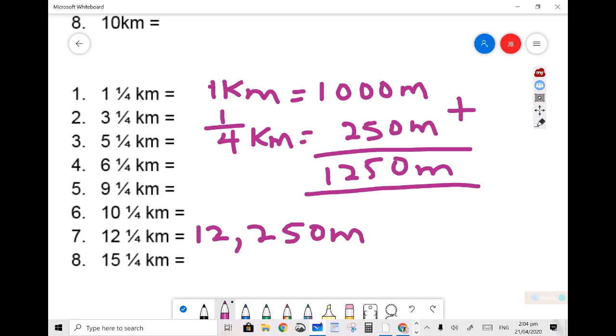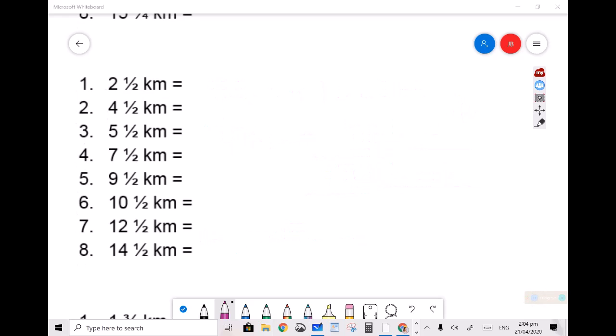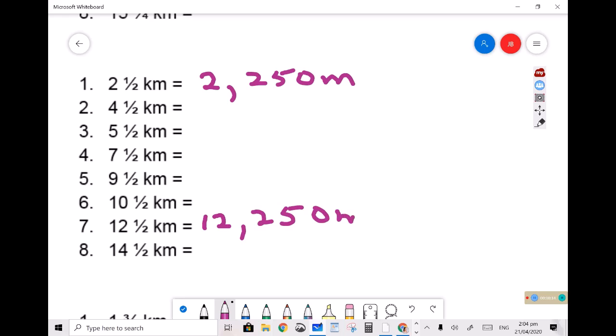So we would move on to the half, and then we will move on to the 3/4 as examples as well. We have 2.5 kilometers, so it will be 2,500 meters. If we look at number 7, it will be 12,500 meters. It is that simple once you get the hang of it. Again, you can look at the previous examples if you want to work it out the long way, it is not a problem.